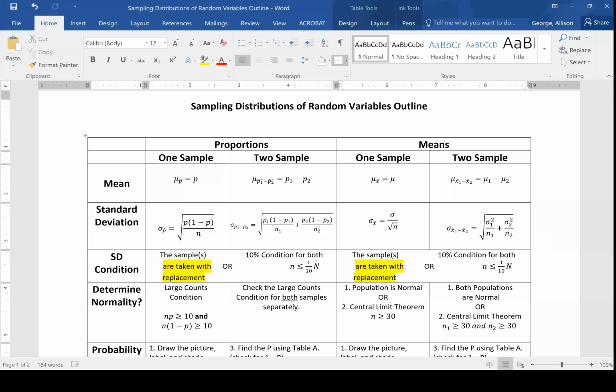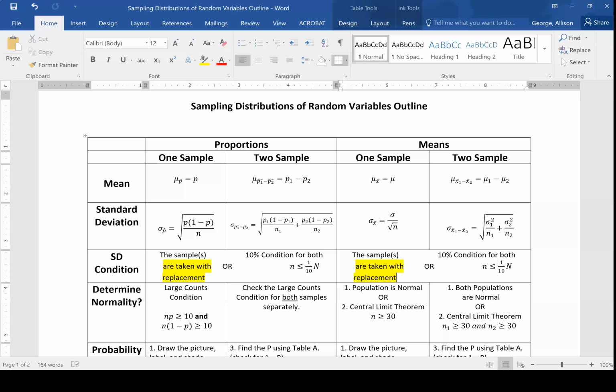We're going to get into this in a little more detail in the next chapters, but I wanted to go ahead and put this in here. One of the conditions, we've only done 10% conditions so far as a way to check for standard deviation. There is another loophole. I wanted to put it on this chart so you had it, because you're going to be referring back to this chart in the next units, since we use these same formulas.